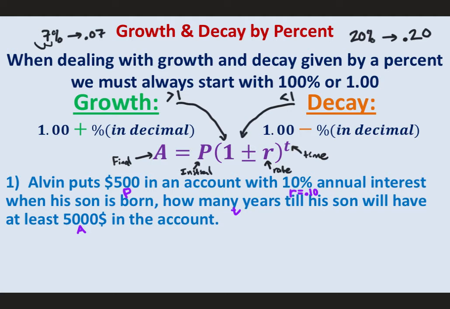So let's go ahead and write a formula and then solve for T, because that's what we're solving for this time. We're solving for our T. All right, so our formula looks like this. We have $5,000.